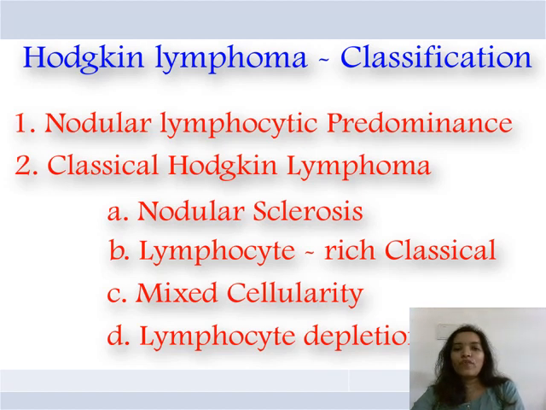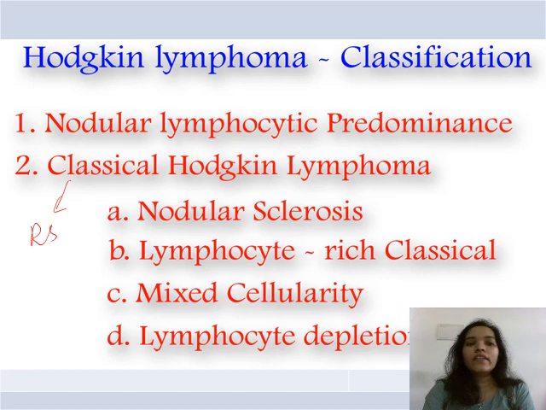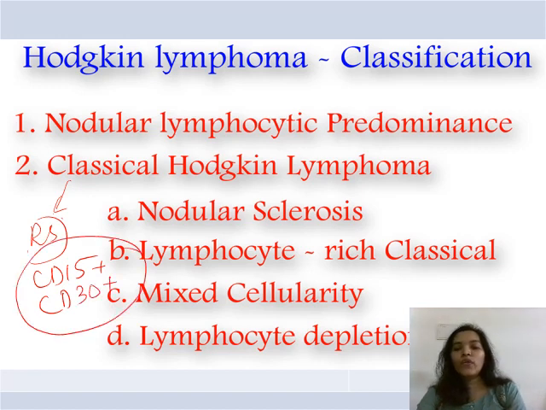Coming to the classification of Hodgkin's lymphoma, we have two types: nodular lymphocytic predominant and classical Hodgkin's lymphoma. Among the classical, we have other types, that is nodular sclerosis type, lymphocyte rich, mixed cellularity and lymphocyte depletion. We have the four types under classical. The important difference between a nodular lymphocytic predominant and the classical one is, in the classical one, all the RS cells are CD15 positive and CD30 positive. They show the cluster differentiation molecules CD15 positive and CD30 positive.